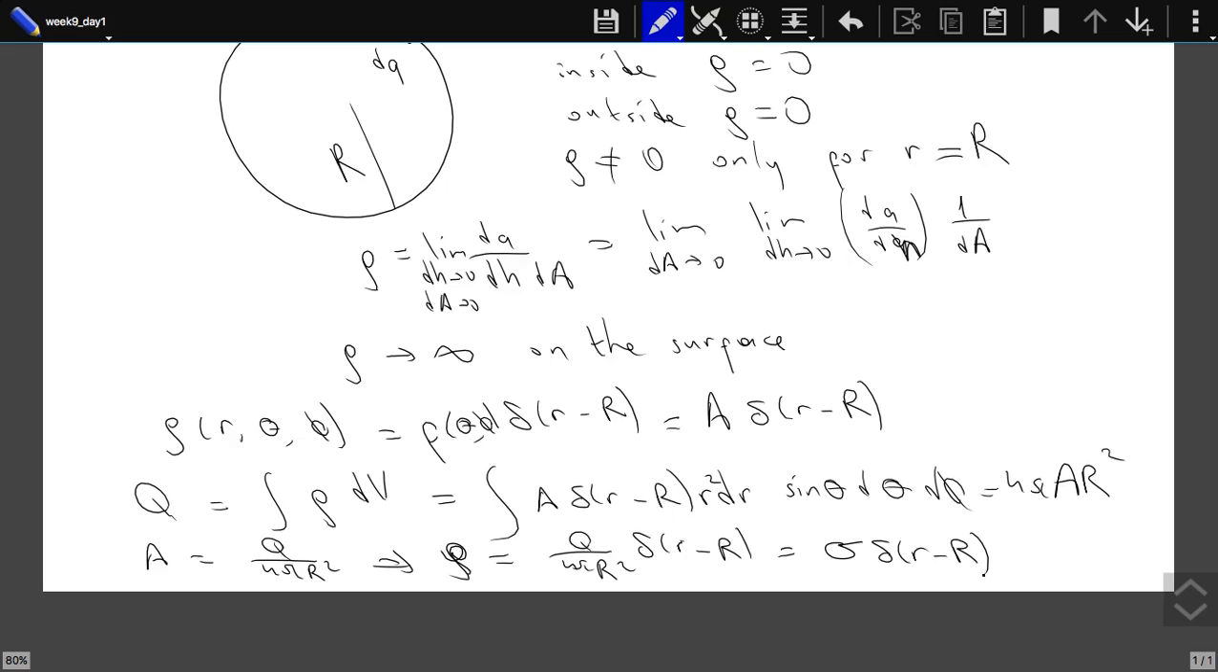Of course, just like any other function, you can take its derivative. You can integrate its derivatives by integration by parts.